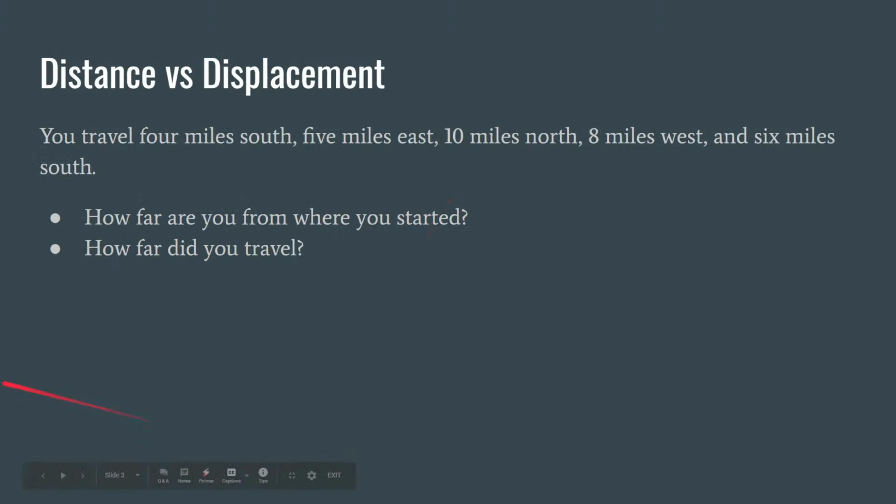So the popular example of this is distance versus displacement. You travel 4 miles south, 5 miles east, 10 miles north, 8 miles west, and 6 miles south. How far are you from where you started? Versus how far did you travel?